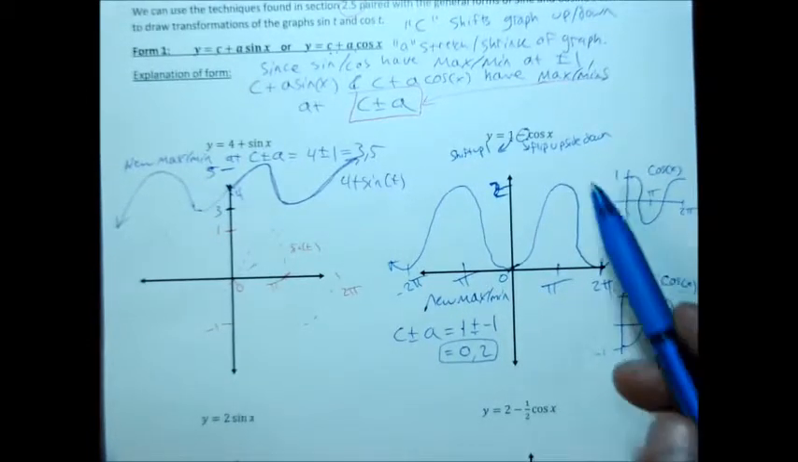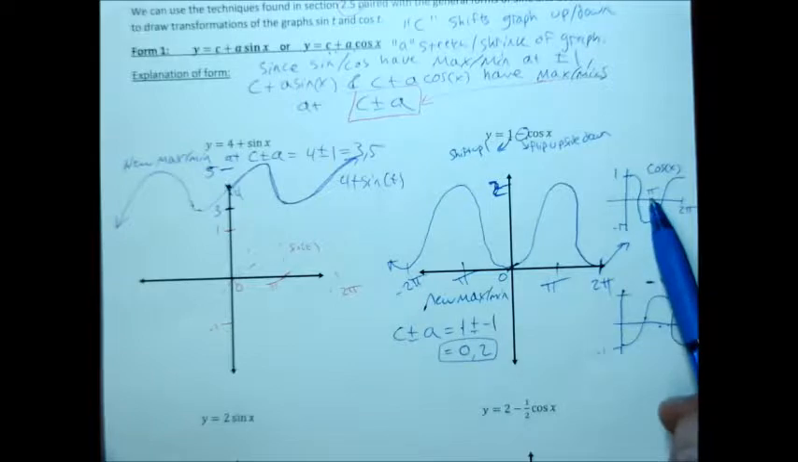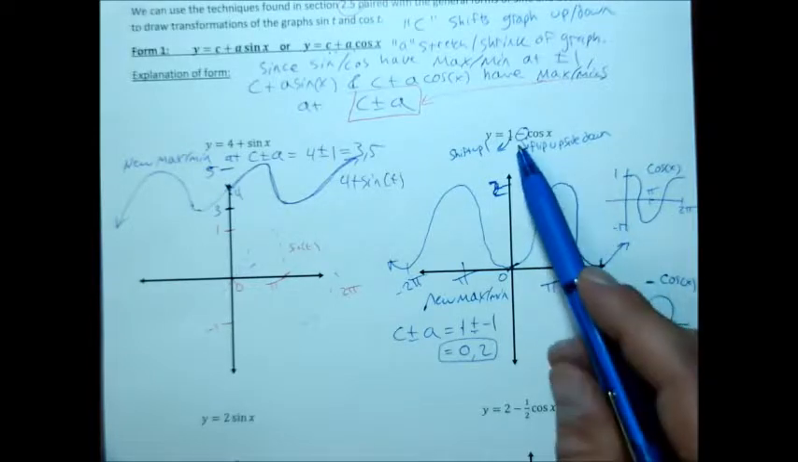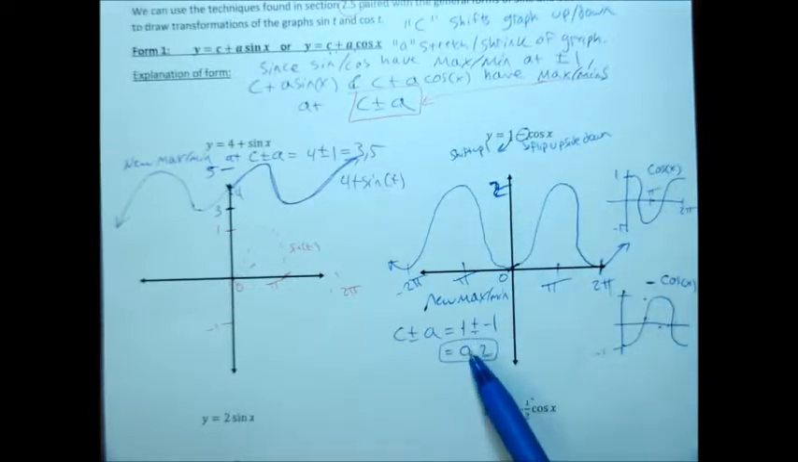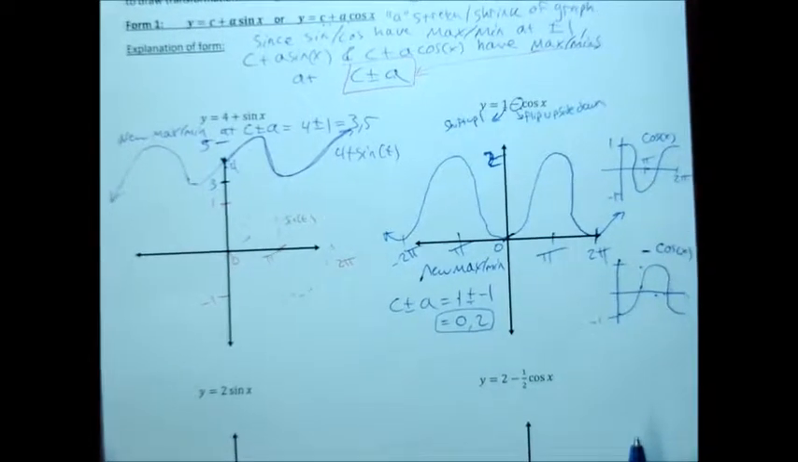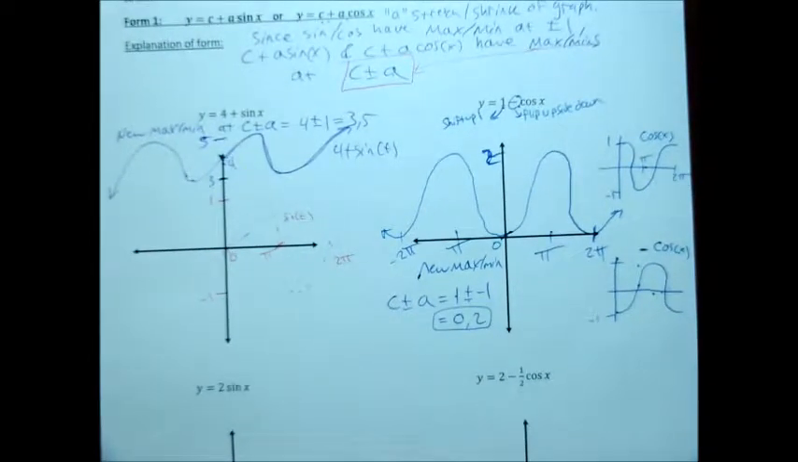All right, so we did it in 2 steps. We started with cosine. We flipped it, and then we moved it up 1 because of this, and we figured out where the new max and min was at c plus or minus a. All right, let's take a look at the next one.